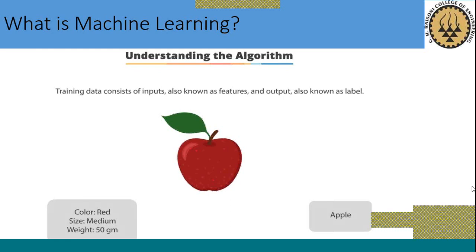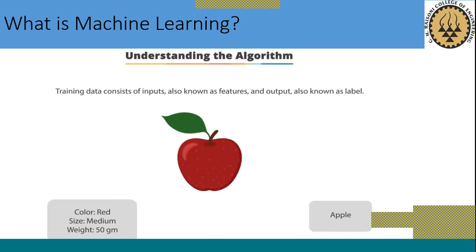Now, let us understand what exactly machine learning algorithms are. Let us consider we have some training data consisting of the input, also known as a feature, and the output that is called a label. So in machine learning algorithms, these are the keywords we have to use: the feature and the label.